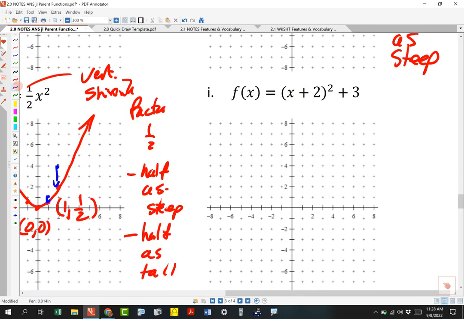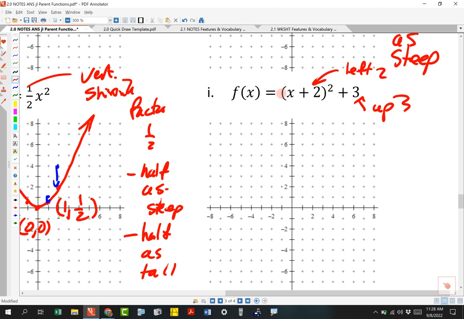So I'm just going to call on somebody. So be on your toes. Be ready for this. Angela, can you tell us what that 2 does? It would move it to the left. You are correct. Left 2. Lizzie, can you tell me what that +3 does? Move it upwards 3. Up 3. Excellent. Doesn't change the shape at all.